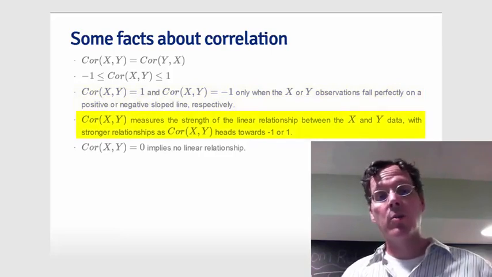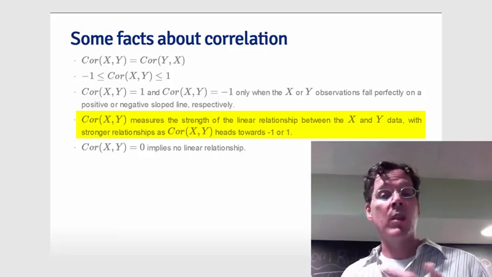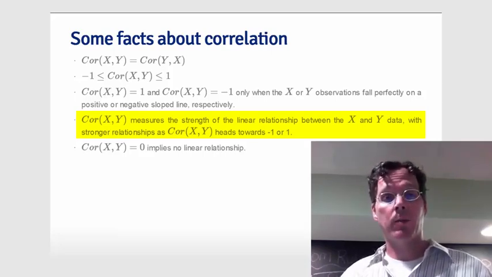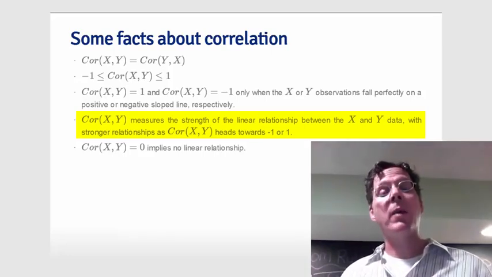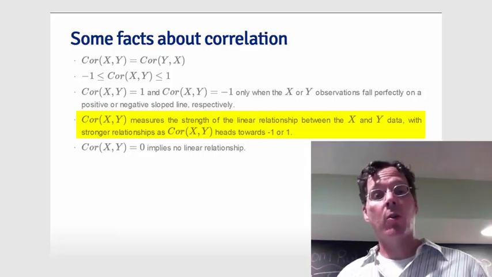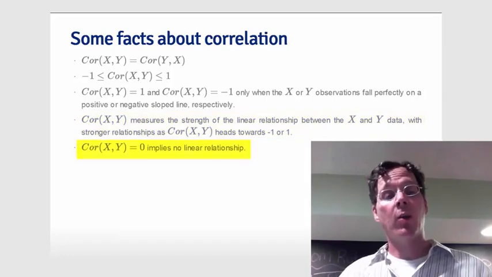The correlation measures the strength of the linear relationship between x and y, and so we'll see it's central in linear regression. The stronger the relationship we're estimating, the closer the correlation is toward the extremes, -1 or +1, and a correlation of 0 implies no linear relationship.